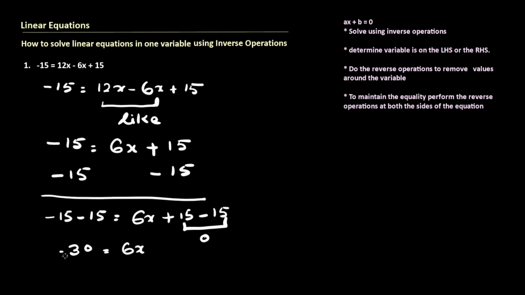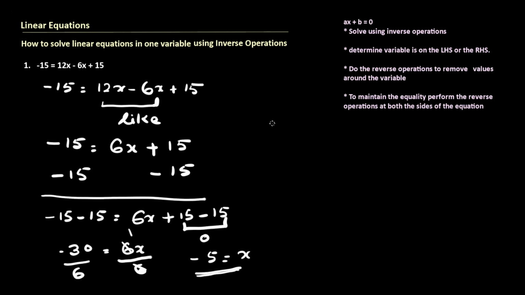Now let's look at our equation again. Minus 30 equals 6x. So we are going to remove the 6 from the right hand side of the equation. Since it's 6 times x, we remove it by dividing both sides of the equation by 6. That makes 6 divided by 6 become 1, and minus 30 divided by 6 is minus 5, equal to x.